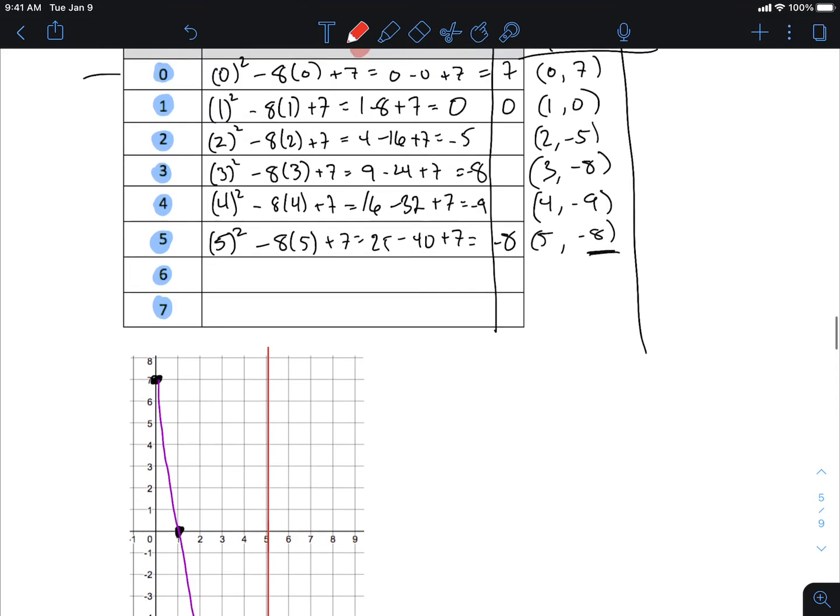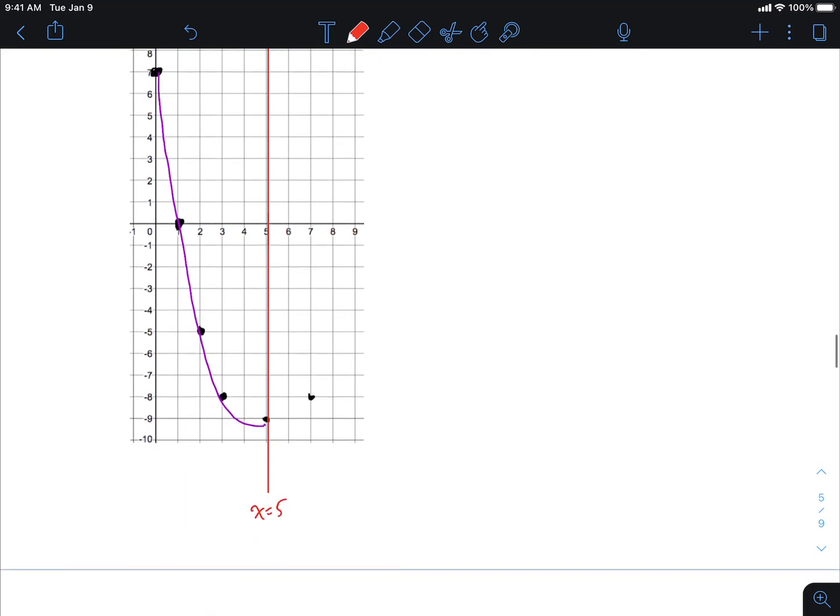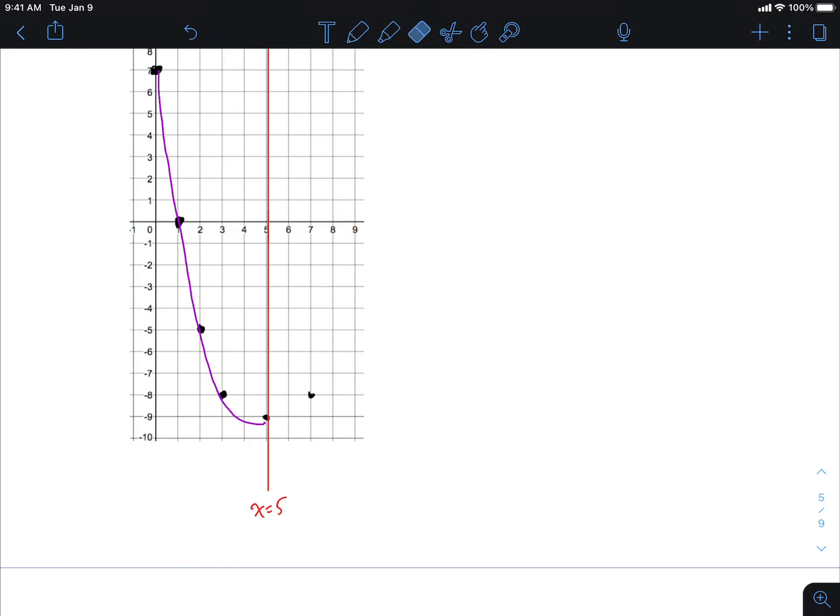Well, look at my table. I started to see at x equals 5, I started to see some, where's this 4? Should be, oh, I put it over one spot, sorry. That's why it's out.